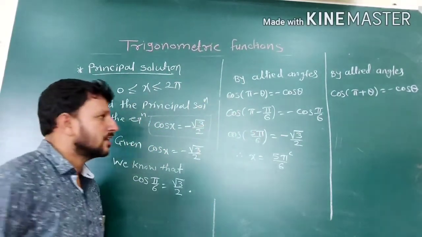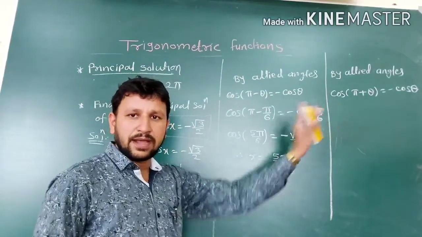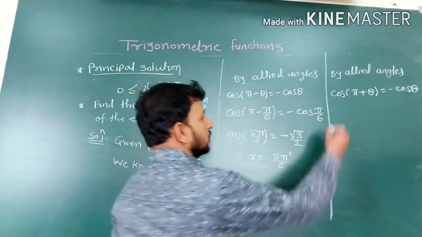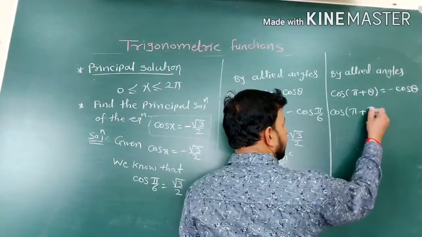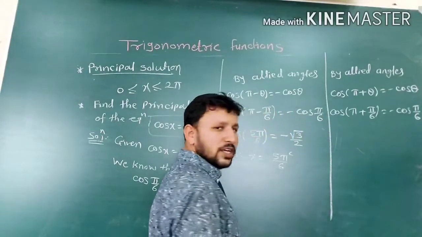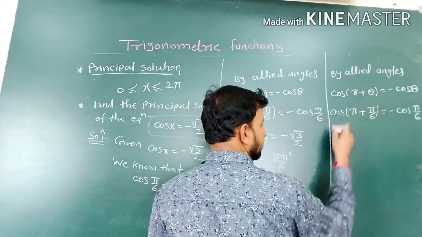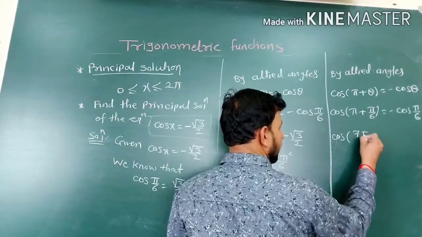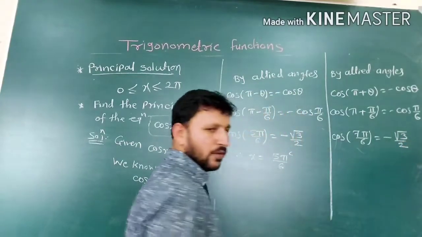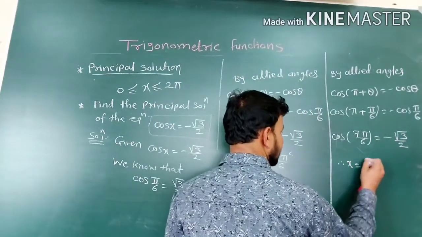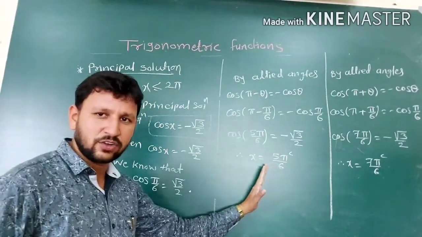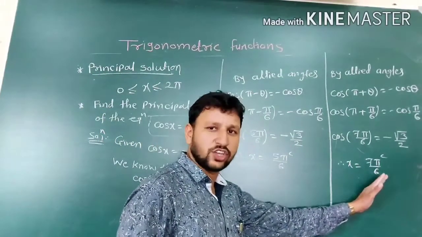Now in the last case, the allied angle formula pi plus theta, substitute the value for theta as again pi by 6. So cos of pi plus pi by 6 is equal to minus cos pi by 6. Check the total, 6 pi plus pi obtains 7 pi divided by 6, equal to minus root 3 by 2. Hence, the second solution is x equal to 7 pi by 6 radian. One answer is obtained from the second quadrant and the next answer from the third quadrant.